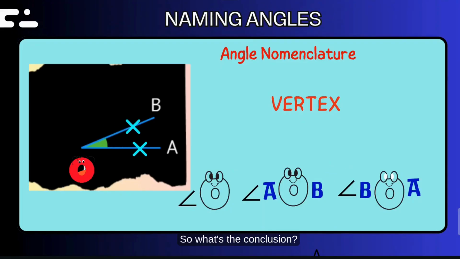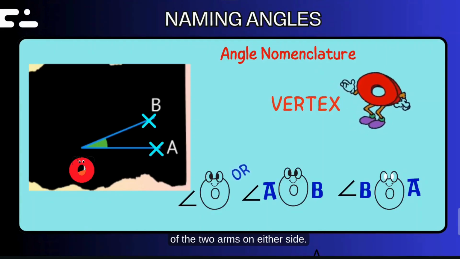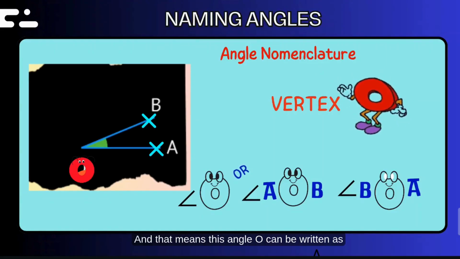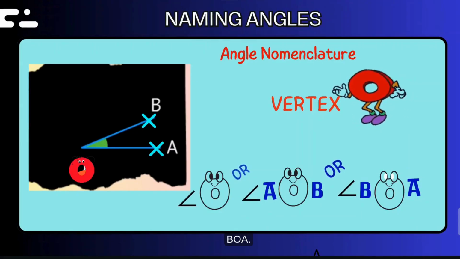So what's the conclusion? The conclusion is that we can simply keep the vertex in the middle and place the points of the two arms on either side. And that means this angle O can be written as angle O, or angle AOB, or angle BOA.